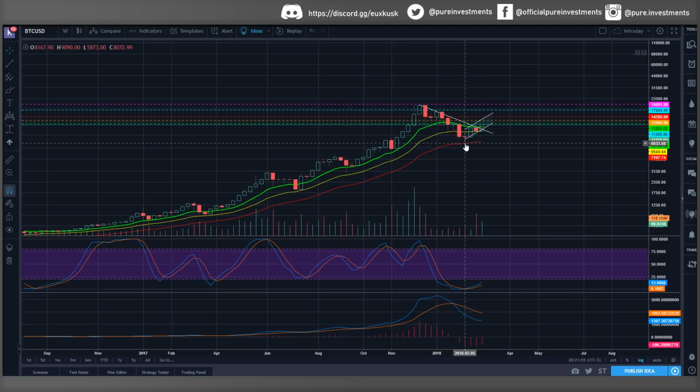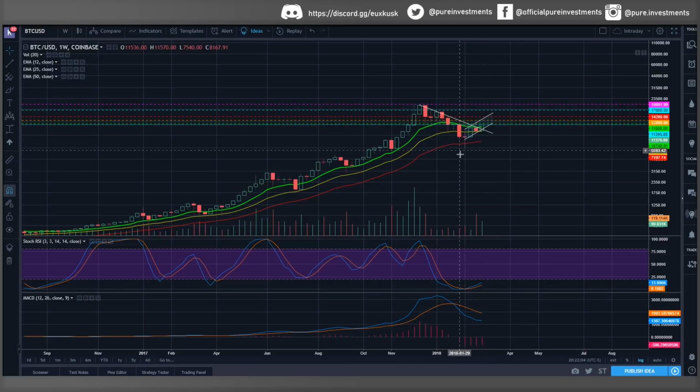I mean, you can see things like this, where the 50 EMA held on this daily candle. Yes, it did dip below it for a bit, but once the weekly candle closed, it did actually close above this 50 EMA, and this kind of held as support.